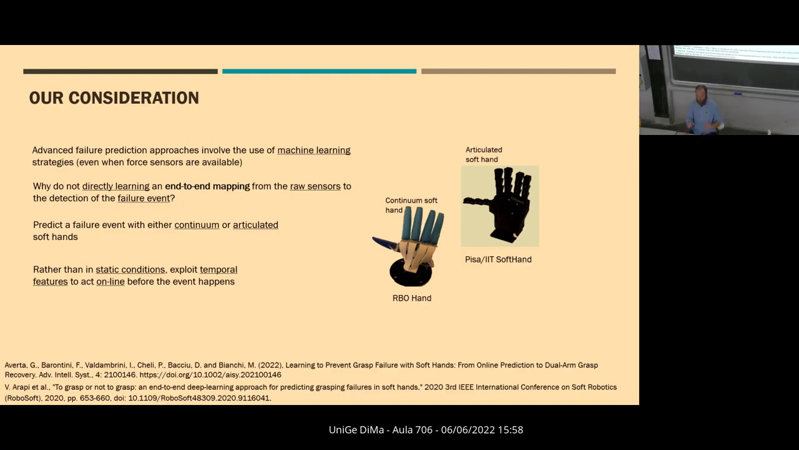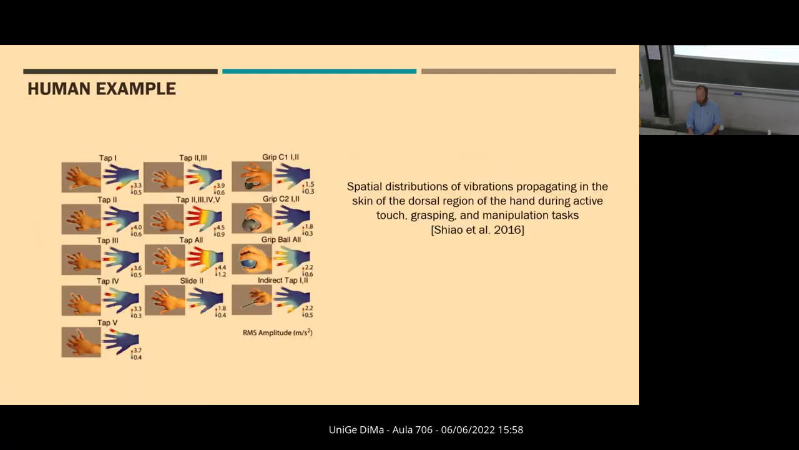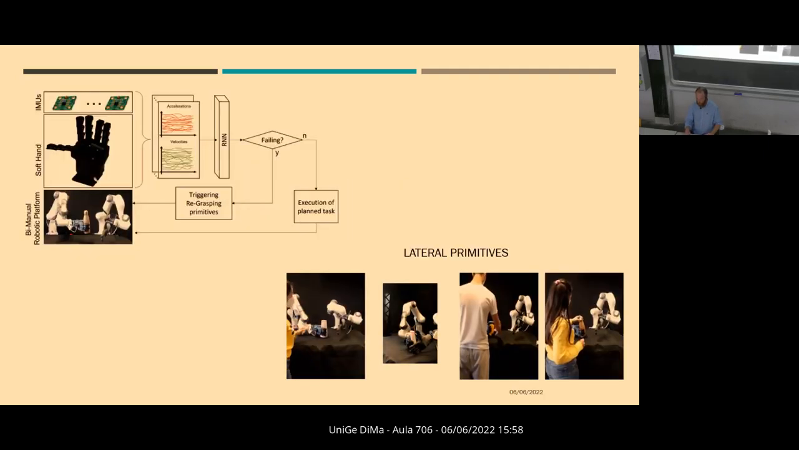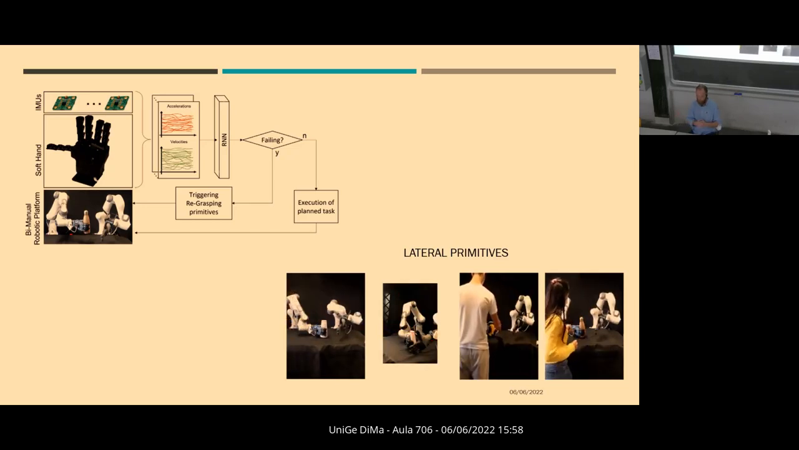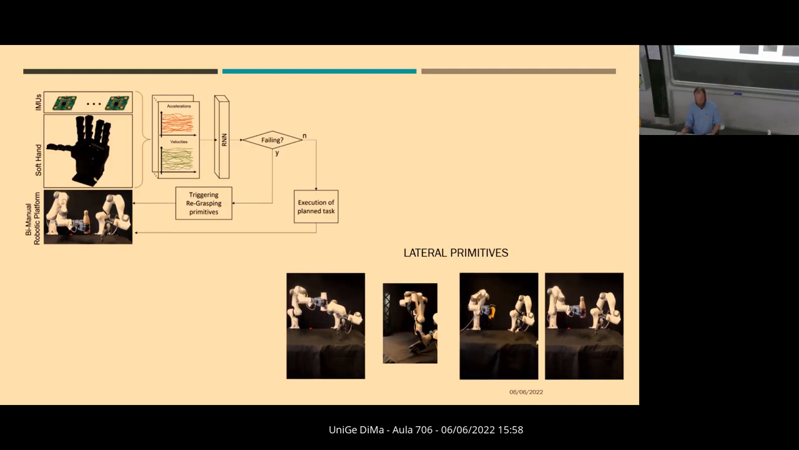So what we can try to do is to build and learn an end-to-end mapping from raw sensor data to the failure event. And this is true even if we look at the human example. If we tap over a table, we can see the spatial distribution of vibrations, mechanical waves that move very far from the original point of contact, and that can be informative regarding the gesture and the action that we can perform. So what we did was to use a glove with IMUs that we place over our hand, and also considering a soft continuous hand, which is a pneumatic one from the University of Berlin, but I would like to emphasize this aspect.